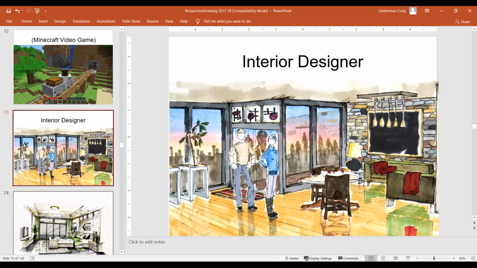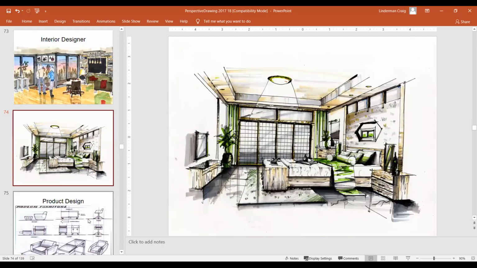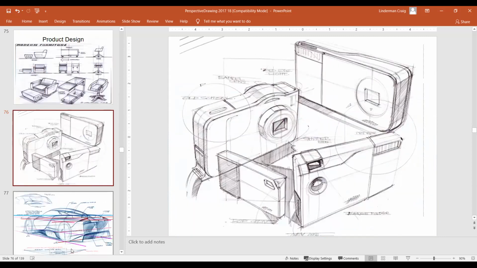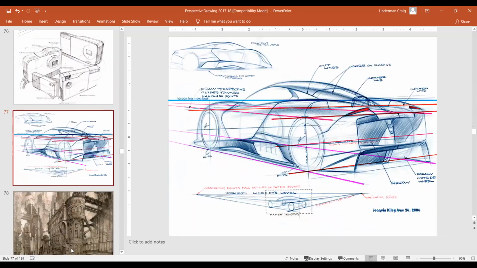You can't just draw a flat, one-dimensional kind of space. You have to make it believable and sell that to the client. So if you can draw and you understand vanishing points, you could make some money. Really, any kind of product. If you're going to design a chair or a desk or a camera or a car, whatever it is, you're going to have to understand perspective. So if designing things, inventing things is on your radar, then this unit is for you. It's just going to take your drawing skills to the next level.